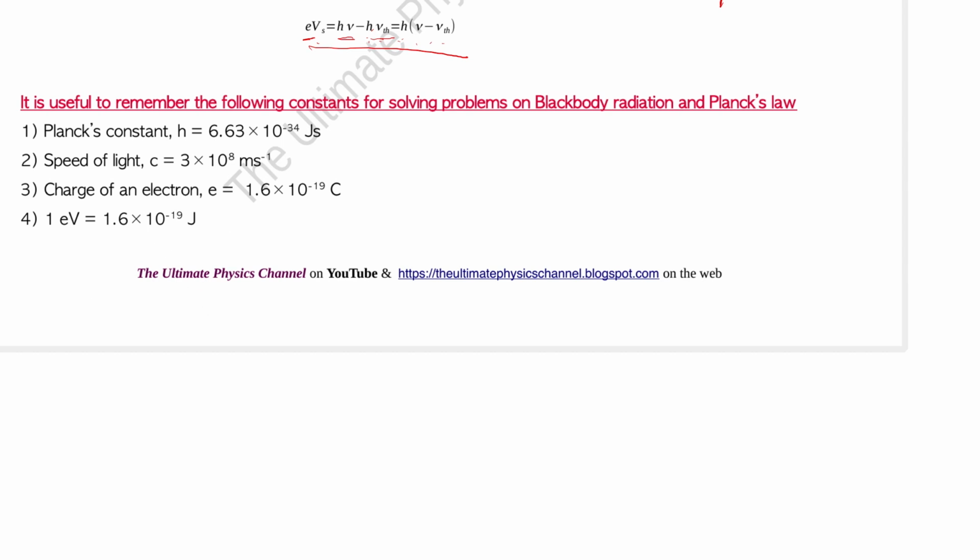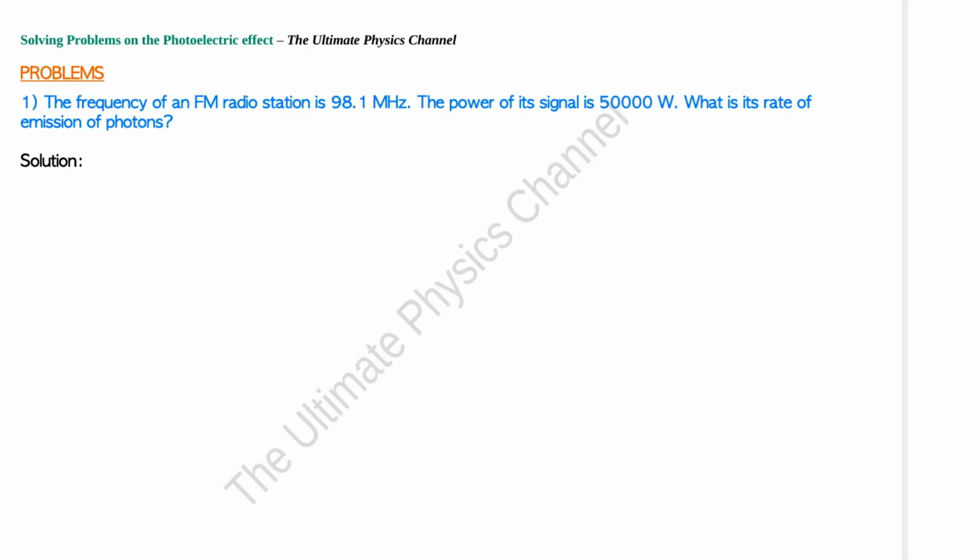Now let's proceed on to do some problems on the photoelectric effect. The first problem: the frequency of an FM radio station, that is a radio station which uses frequency modulated waves for broadcast and transmission, is broadcasting at 98.1 megahertz frequency.